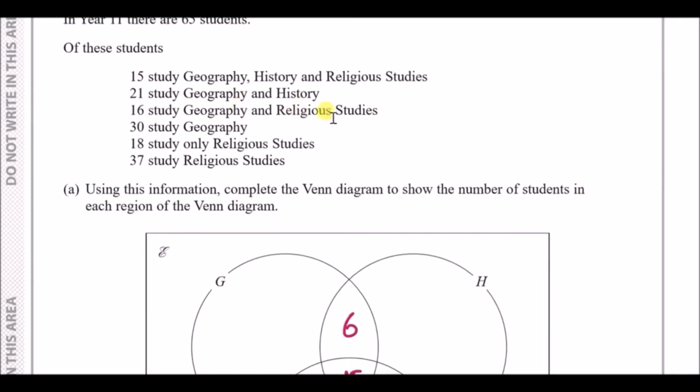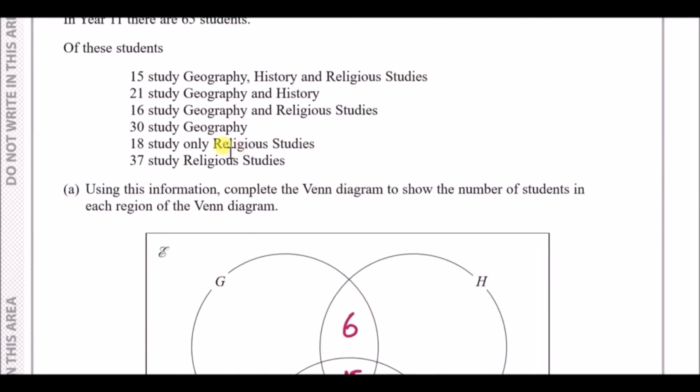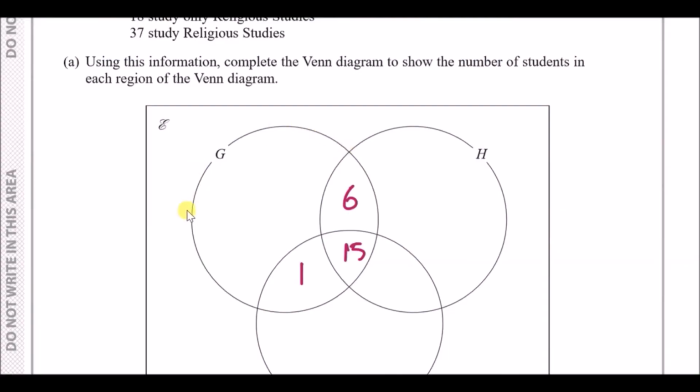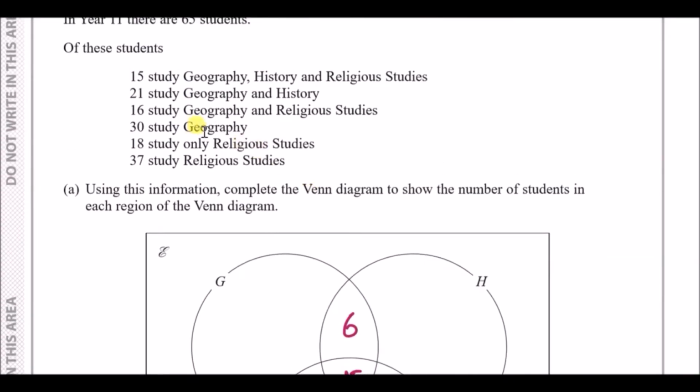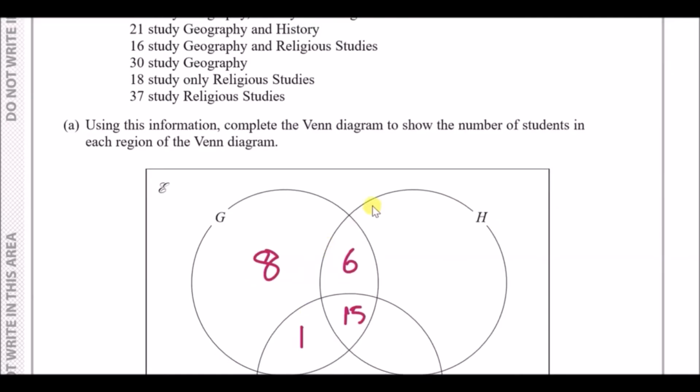16 study geography and religious studies, so geography and R is over here. 15 plus 1 is 16. 30 study geography, so geography is the entire circle of geography. We've got 30, so all of this must add up to 30, so we've got 6 plus 15 plus 1, that is 22, so we have 8 left. So all of this adds up to 30. So that's always, guys, you just have to sum up carefully.